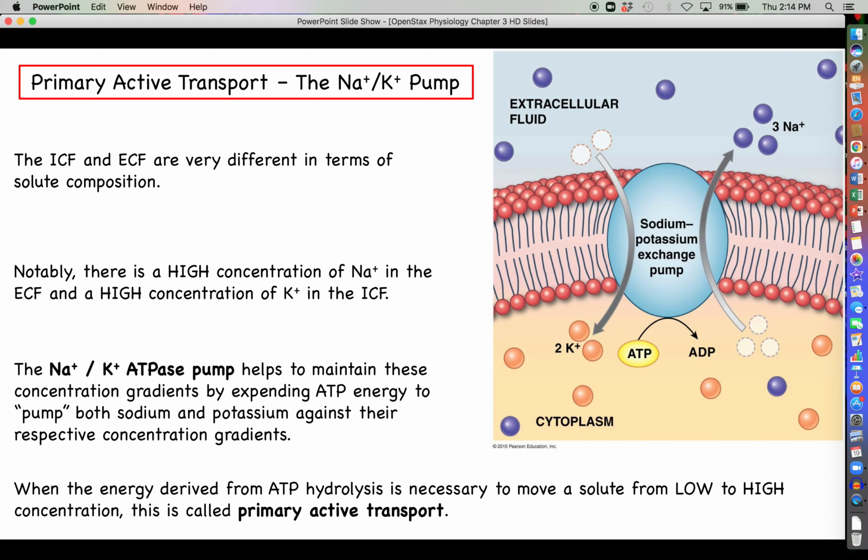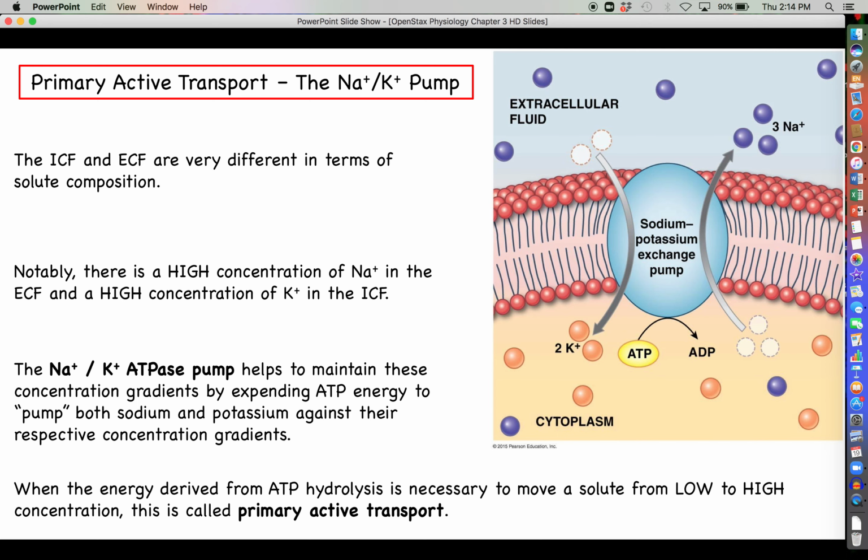So what we have just described here is a type of active transport called primary active transport. This is reserved for active transport processes that are getting their energy specifically from ATP hydrolysis. So you're probably wondering, well, where else could we get the energy? Well, that's a very good question.